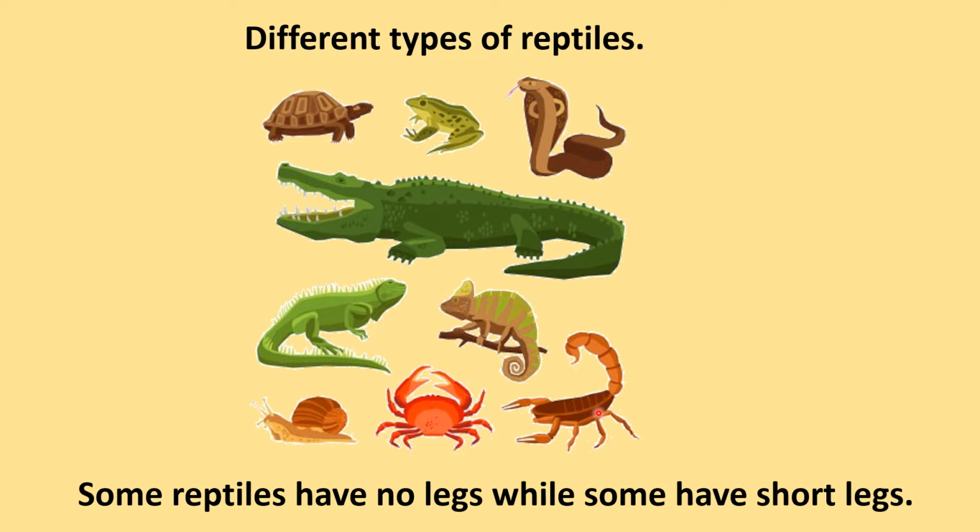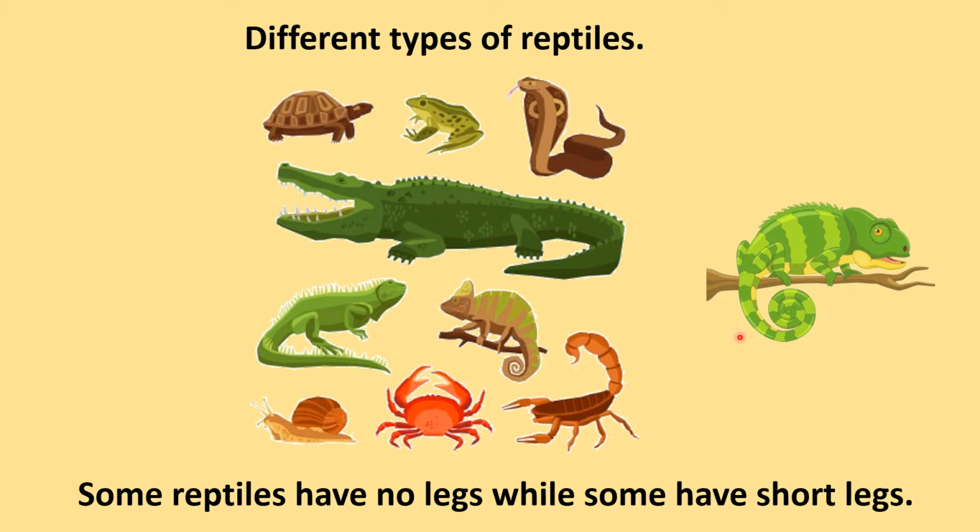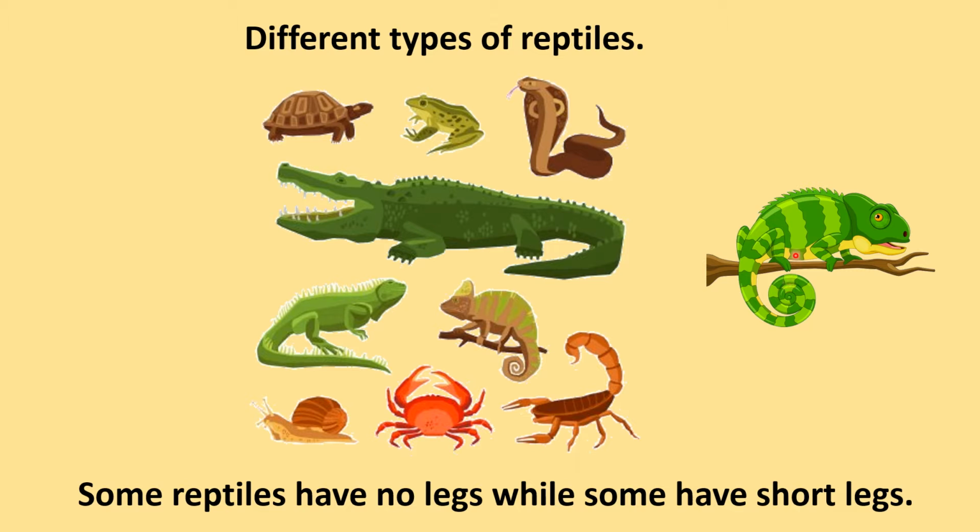Today we will be learning about a very different and unique kind of reptile which is called a chameleon. This is a chameleon. A chameleon is a reptile which has short legs and it is very unique. Unique means different, different from the others.